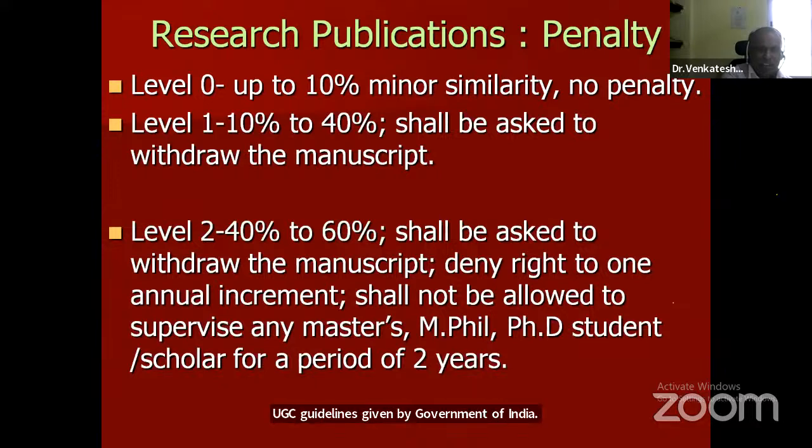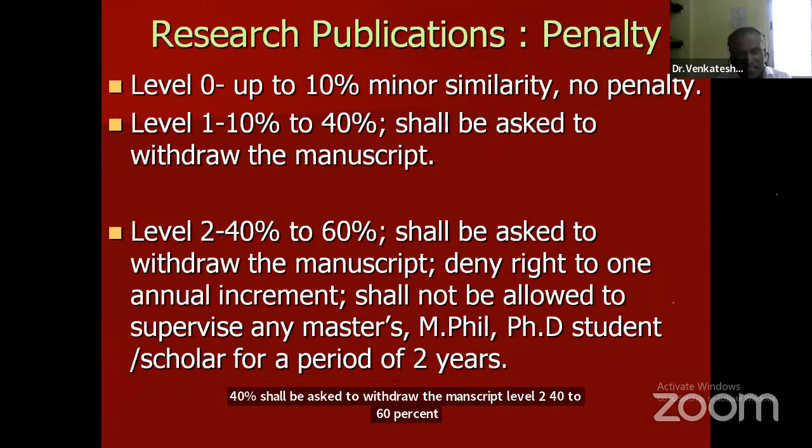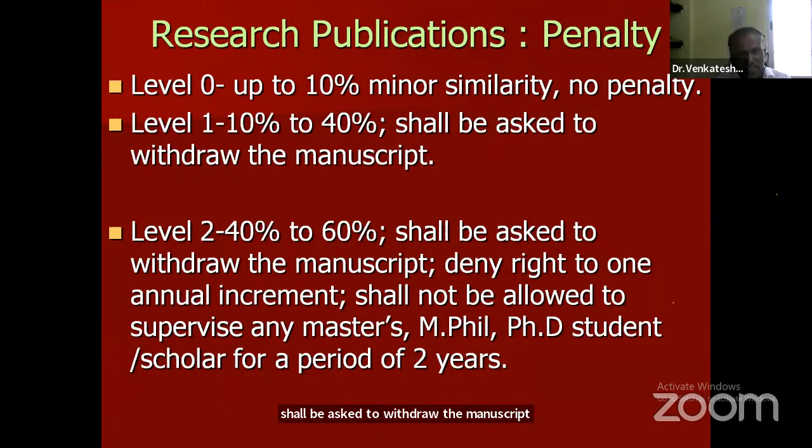Research publication penalty: 0 up to 10% is minor similarity, no penalty. Level 1, 10% to 40%, shall be asked to withdraw the manuscript. Level 2, 40% to 60%, shall be asked to withdraw the manuscript, denied the right to one annual increment, and shall not be allowed to supervise any master's, MPhil, or PhD student or scholar for a period of 2 years.